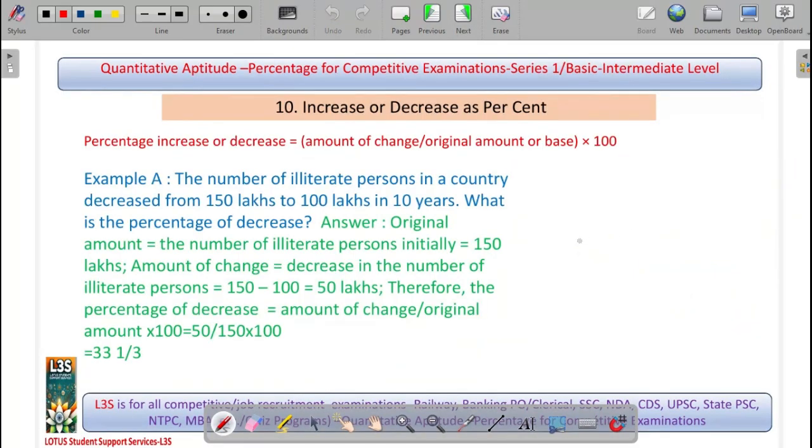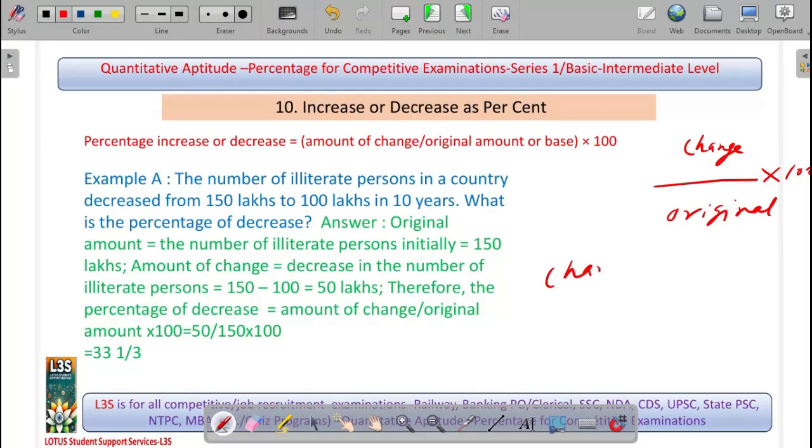Increase or decrease as percent. Now here the simple formula is: whatever the change will be, divided by the original, into 100. Okay. So in the example, the number of illiterate persons in a country decreased from 150 lakh to 100 lakh in 10 years. What is the percentage of decrease?